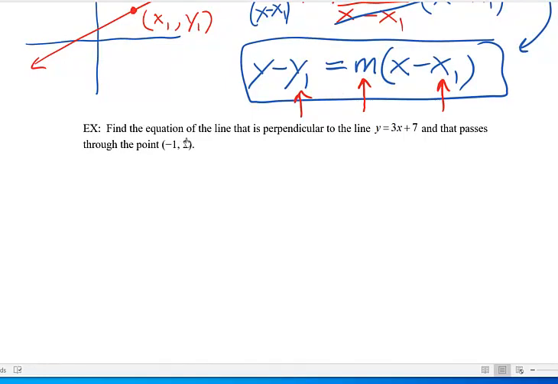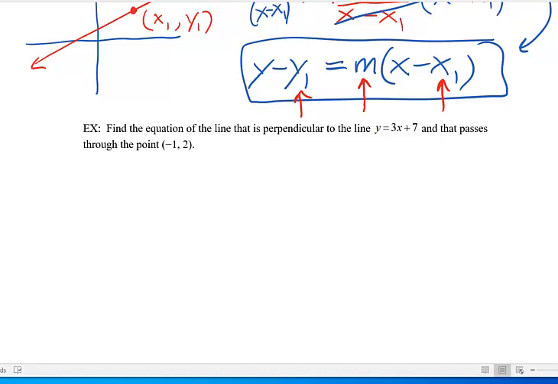Here is this example problem. It says find the equation of the line, and then we're given 2 things about it. It's perpendicular to this other line, y equals 3x plus 7, and it passes through the point negative 1 comma 2. So we know a couple of things. Our job is to find the equation of the line. Again, the y equals mx plus b method that we used earlier would be fine. I'm just showing you an alternate method.